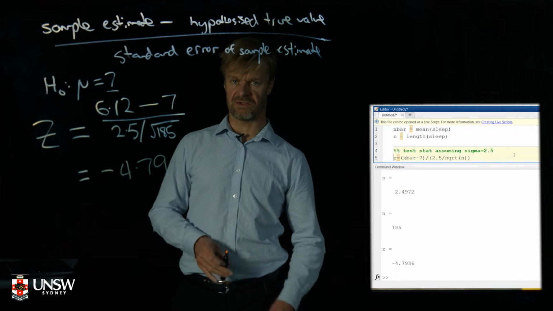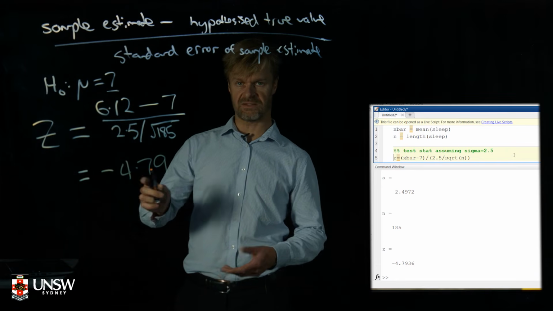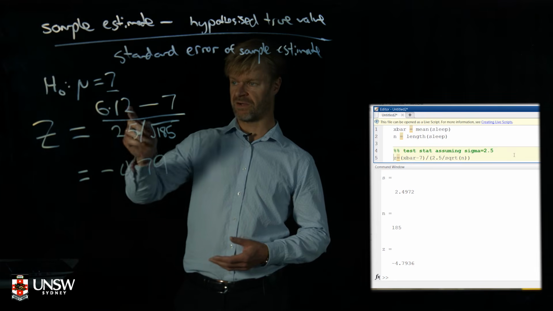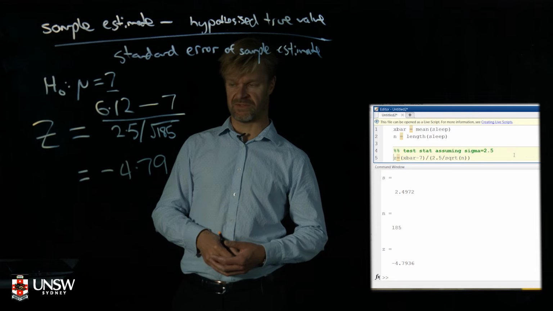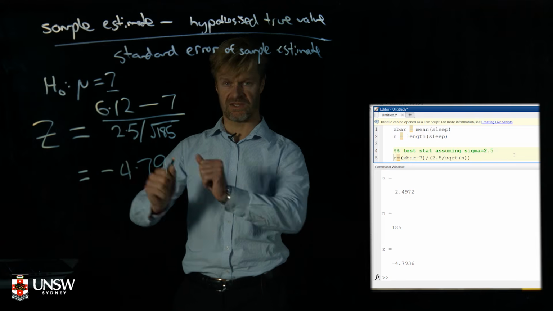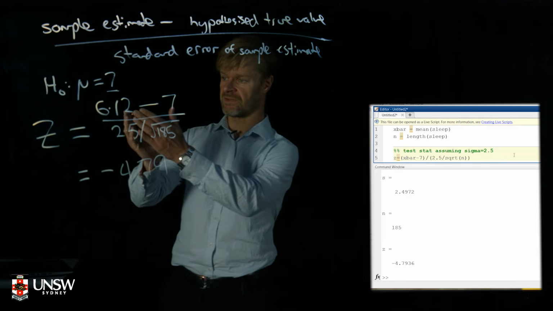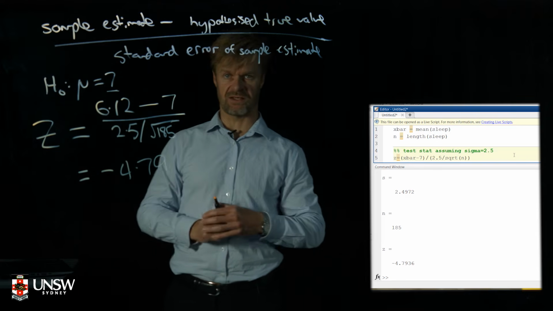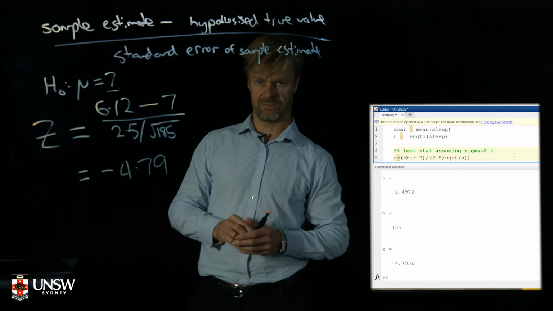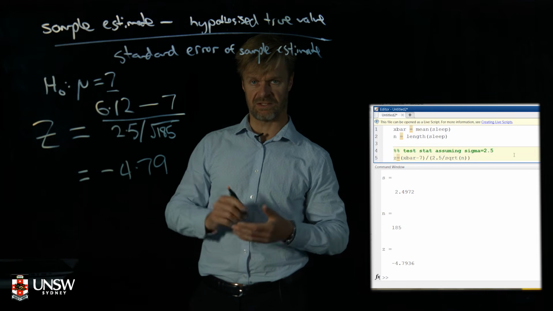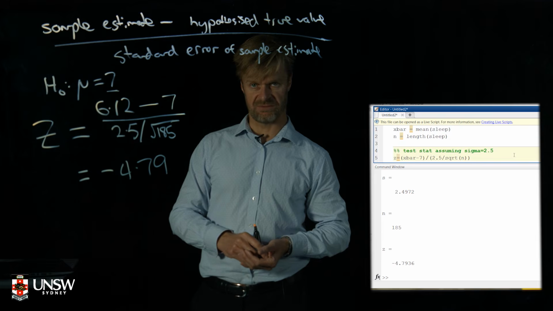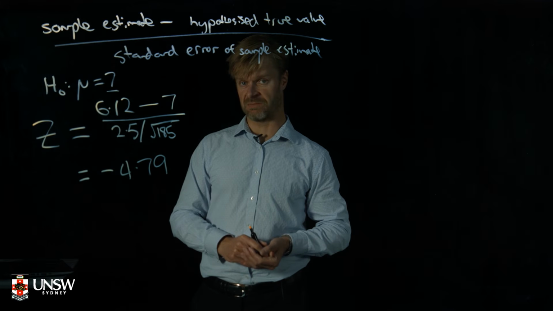4.79. So this thing here measures how far our data are away from the hypothesized value in standardized units, in standard errors. So our data is 4.8 standard errors below 7. How unusual is it to get 4.8 standard errors below 7? We're going to have to calculate a p-value to find out.